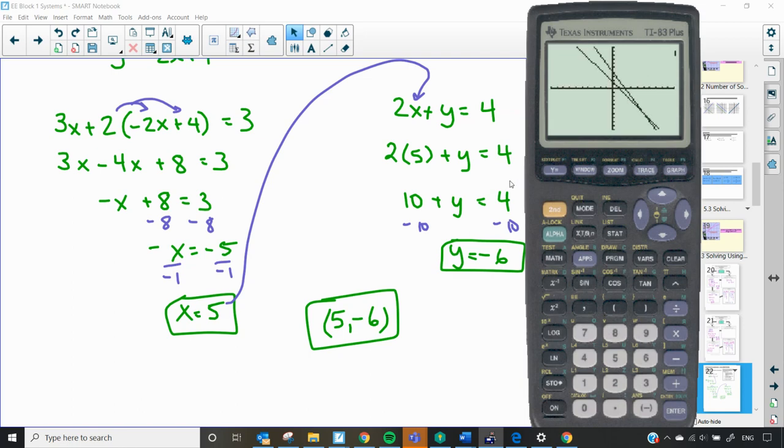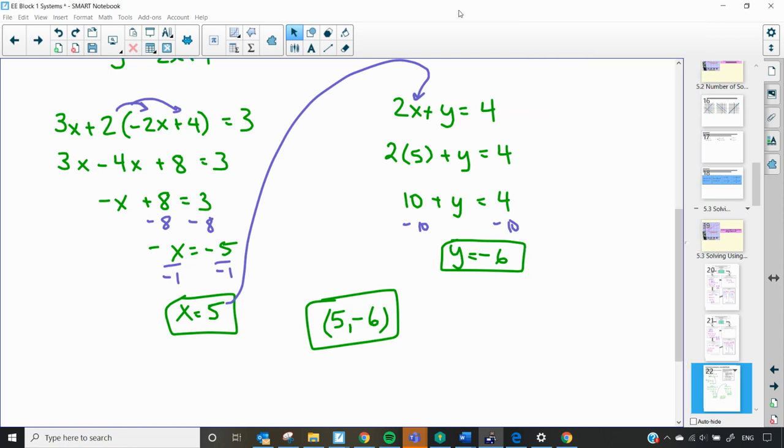So I've got my equations graphed, checking my answer: second calc, intersect, enter, enter, enter, and we've got 5 comma negative 6. So this is a valid answer. So I know that's my answer. All right, let's take a look at a few more examples here.